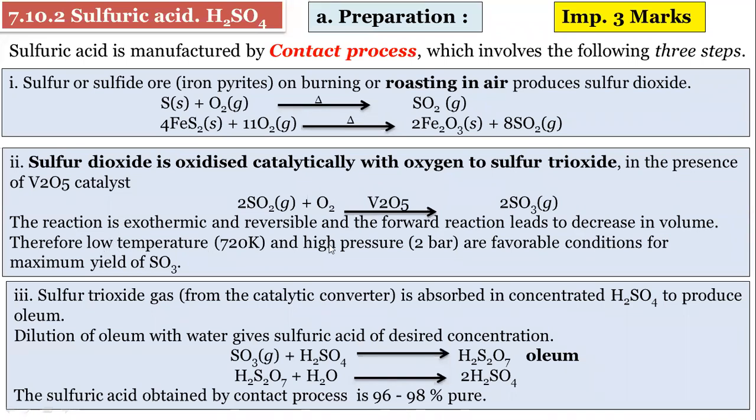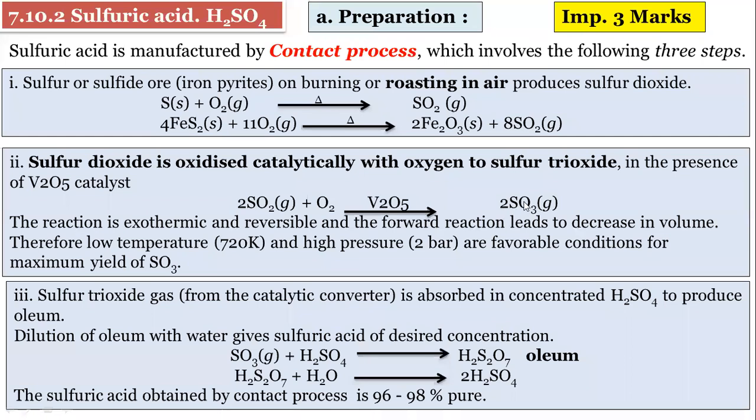Therefore, the low temperature and high pressure are favorable conditions for maximum yield of SO3. Why? This reaction is exothermic and reversible. Reversible means again this SO3 can be converted into SO2. We have to use the low temperature, that is 720, and high pressure. These are the favorable conditions for the maximum yield of SO3. So this low temperature and the pressure is maintained, reversible reaction is not possible. We get the maximum yield of twice SO3.